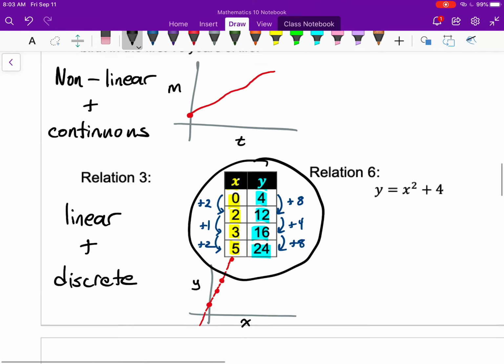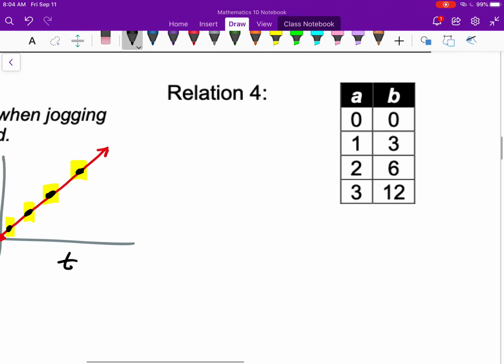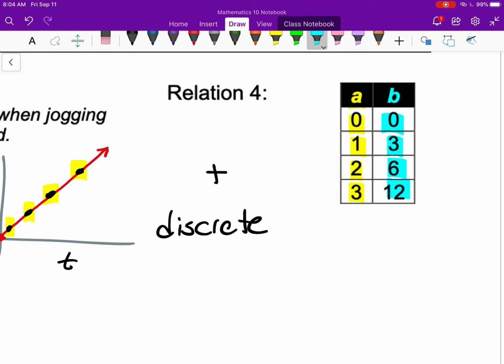All right, so another relationship here, 4. Not a lot of differences from before. I can see already this is going to be discrete for the same reason as before. But is it linear or not? Again, I could make a graph. There's no x and y's this time, so if I were to make a graph, I'd call A on the x-axis, B on the y, although it doesn't really matter for just determining if it's a line or not. But again, let me try the same thing as before. Let me look at what's happening here.